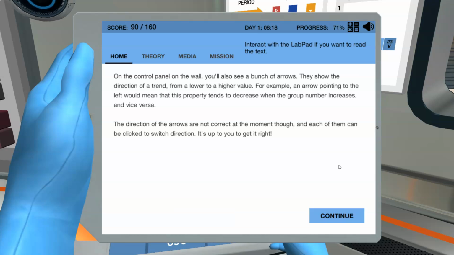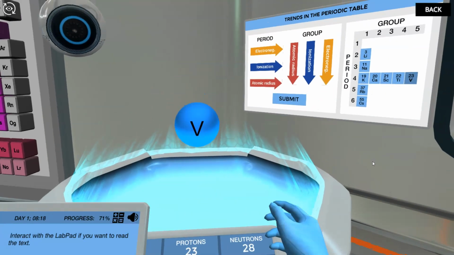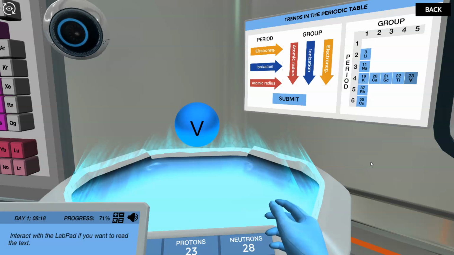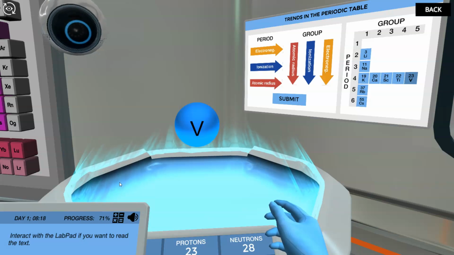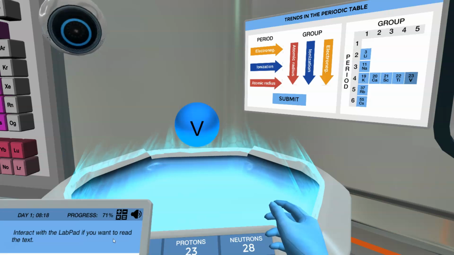On the control panel on the wall, you'll also see a bunch of arrows. They show the direction of a trend, from a lower to a higher value. For example, an arrow pointing to the left would mean that this property tends to decrease when the group number increases, and vice versa. The direction of the arrows are not correct at the moment though, and each of them can be clicked to switch direction. It's up to you to get it right.